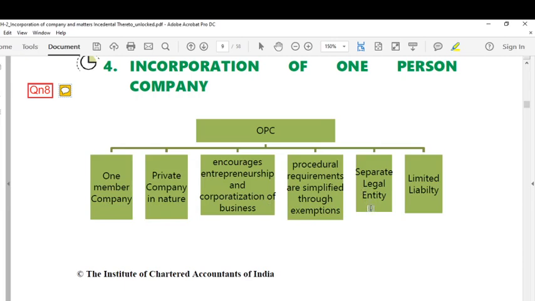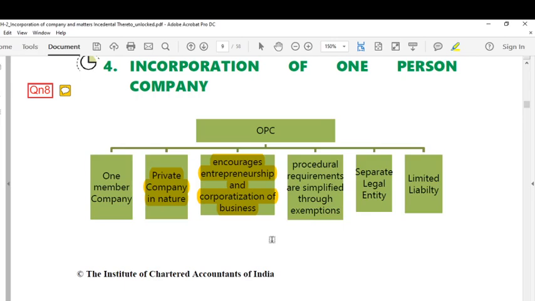That is, OPC means a one person company, and by and large, this OPC will have the nature of a private company. So, whatever features are available for a private company are by and large also available under one person company. And it encourages entrepreneurship and the corporatization of business. So, businesses which are going on without the corporatization model will also come into the fold of corporate environment.